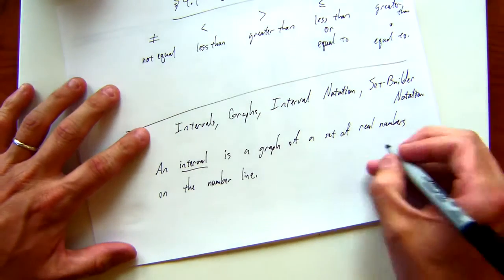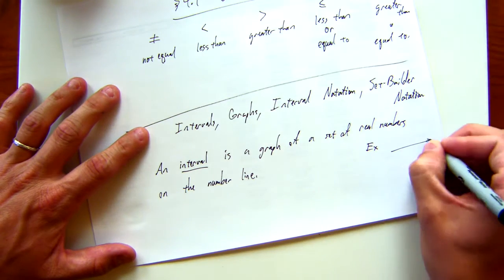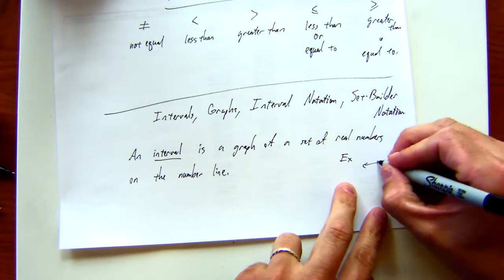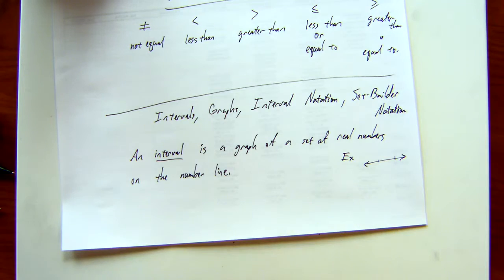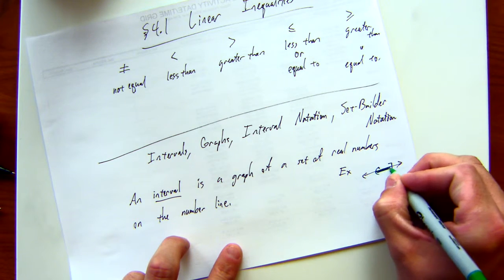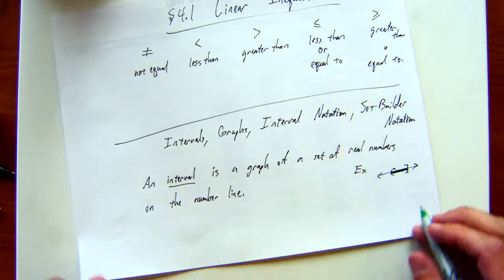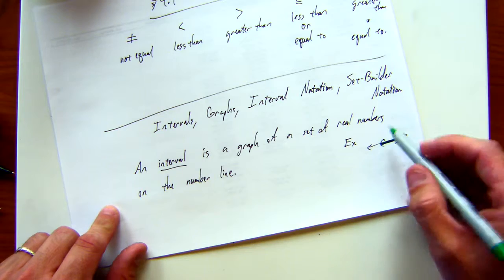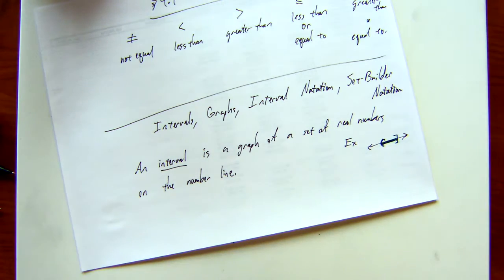And I'll just give you a quick example. So there's a number line. And we might have some interval, something like this. Okay, so there's an interval there in the green. Don't worry so much about the numbers yet and these symbols. I'm going to talk about those right now.